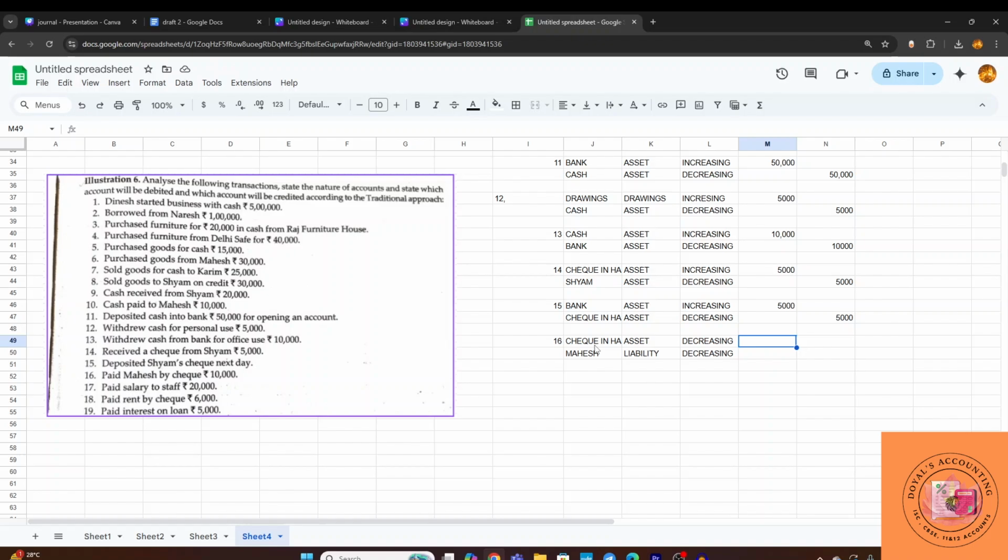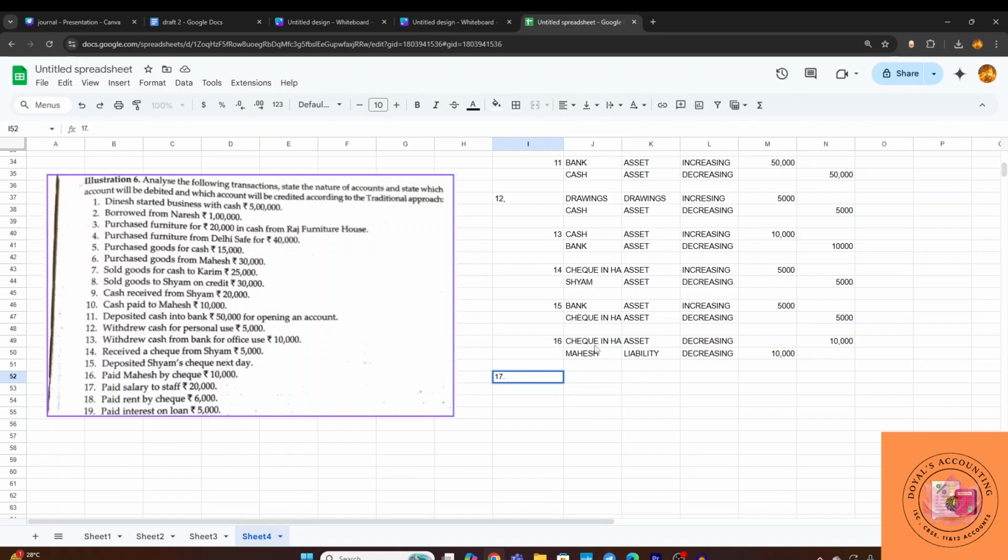Whenever an asset is decreasing, we credit it. How much is the check worth? 10,000. Check in hand, 10,000. Mahesh, our liability, will be debited as a liability. Our liability towards him is decreasing. And since our asset is decreasing, assets when they decrease are credited. So the journal entry would be Mahesh account debit to check in hand.